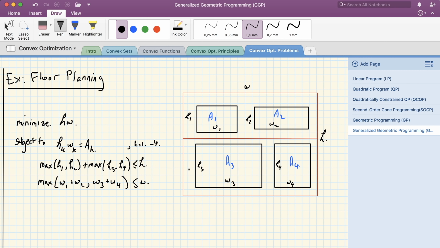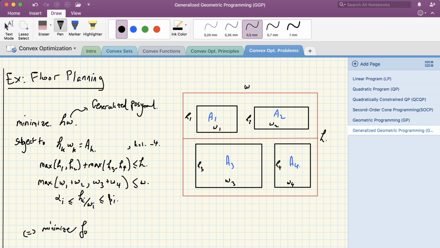And let's say I'm given certain aspect ratios on each and every one of the four rectangles. That being said, I can bound my Hi over Wi between alpha i and beta i, let's say. So this problem right here is a GGP. Why? This is a monomial, and hence a polynomial, and hence a generalized polynomial, right? Easy to see. The equality constraints form monomials. How? Just divide by Ak.